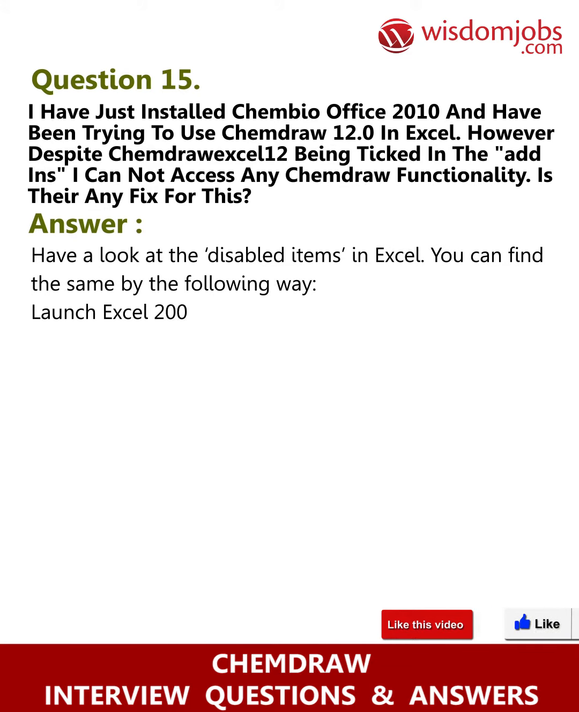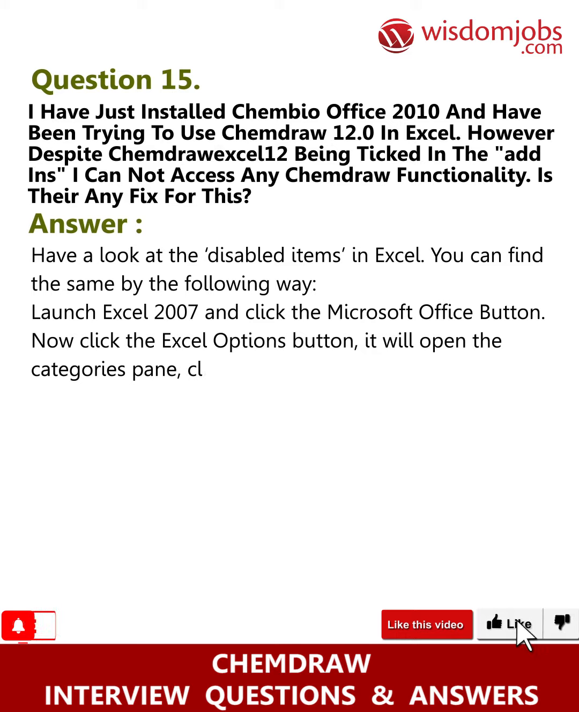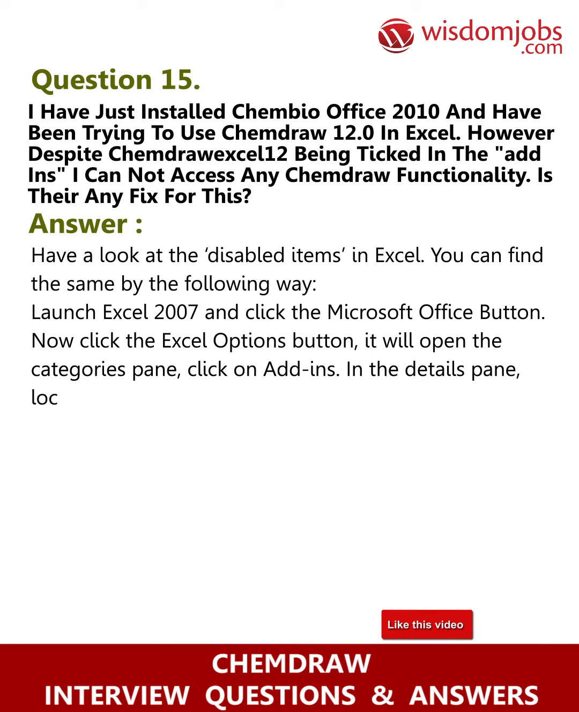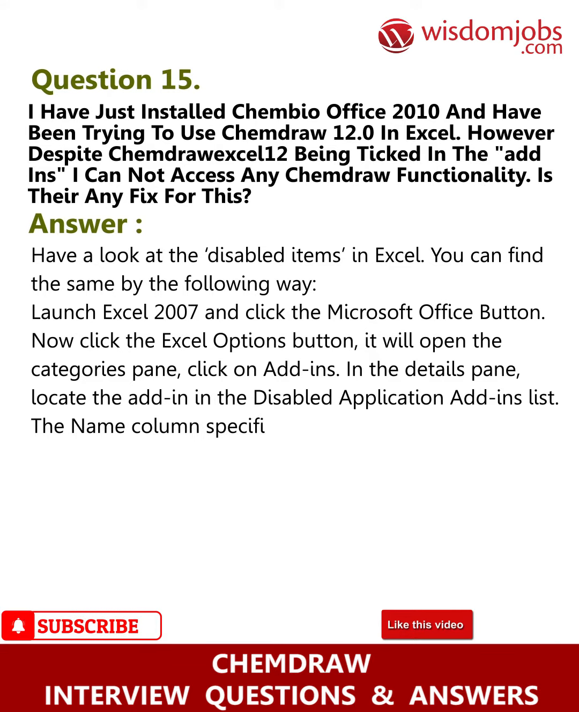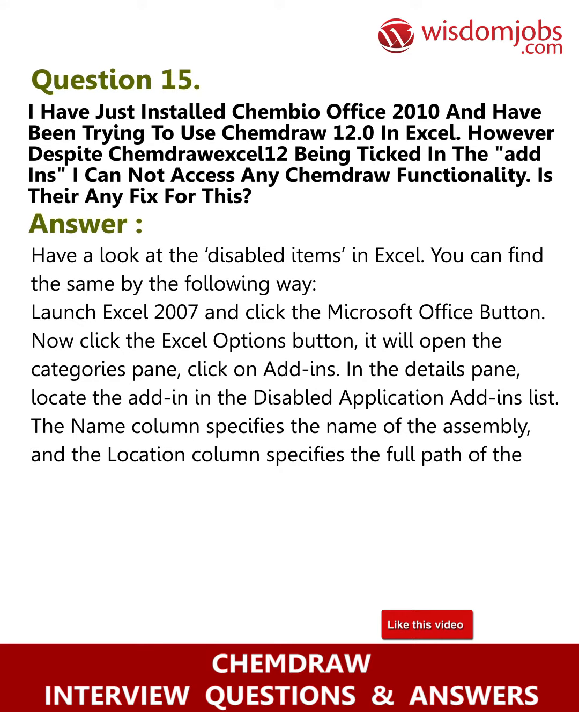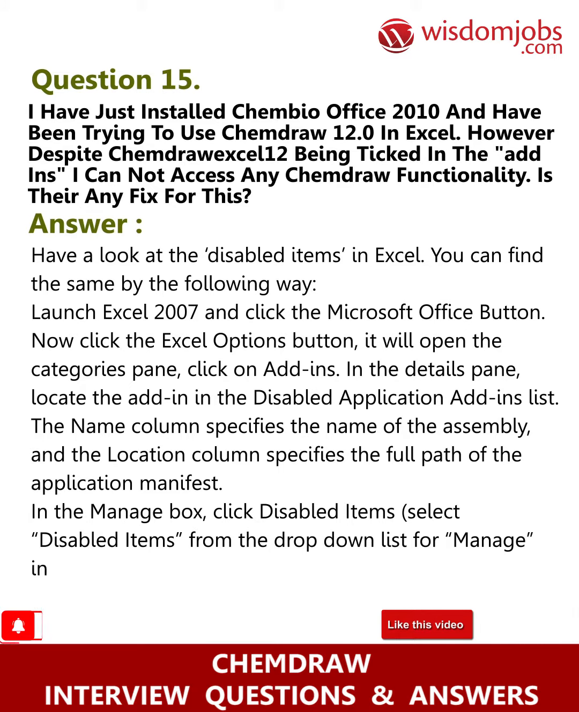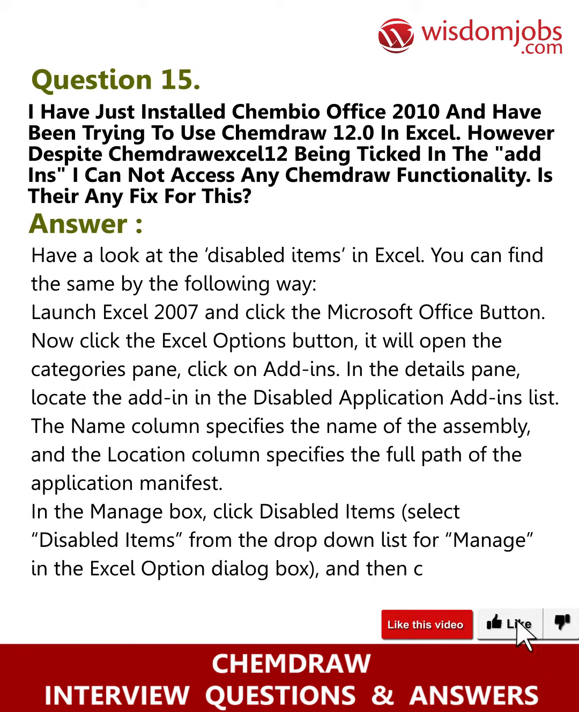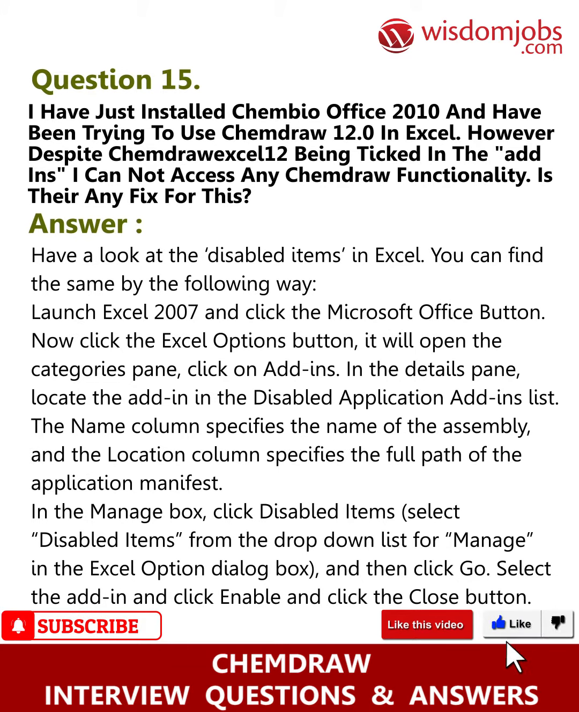Launch Excel 2007 and click the Microsoft Office button. Now click the Excel Options button. It will open the Categories pane. Click on Add-ins. In the Details pane, locate the add-in in the Disabled Application Add-ins list. The Name column specifies the name of the assembly, and the Location column specifies the full path of the application manifest. In the Manage box, click Disabled Items. Select Disabled Items from the drop-down list for Manage in the Excel Options dialog box, and then click Go. Select the add-in and click Enable, and click the Close button.